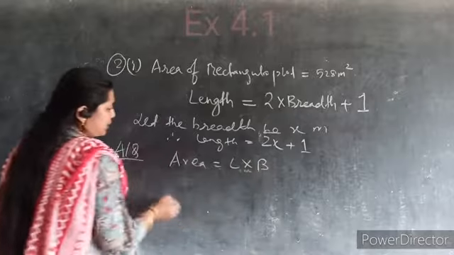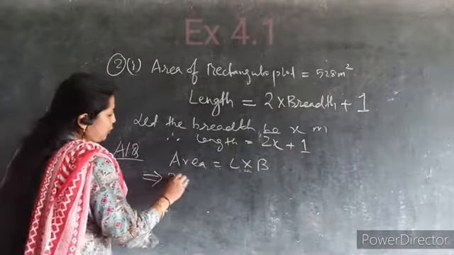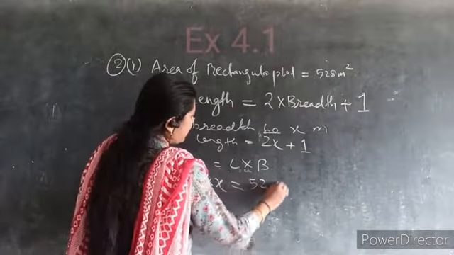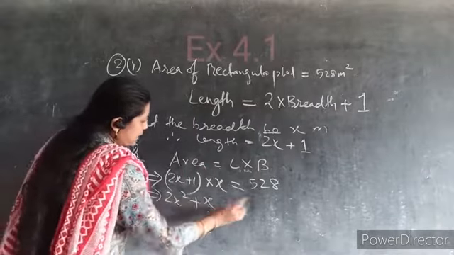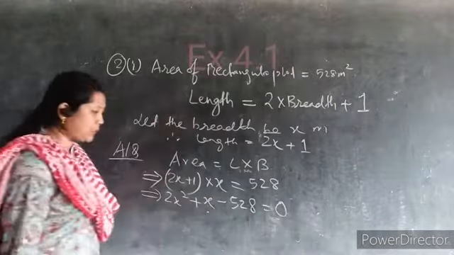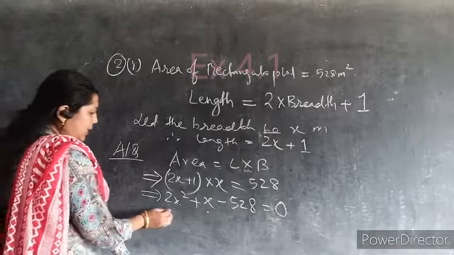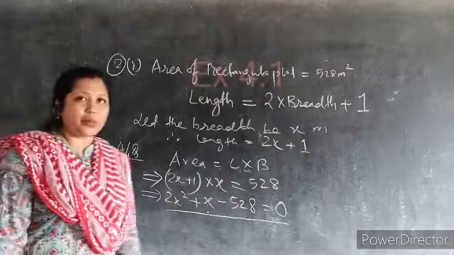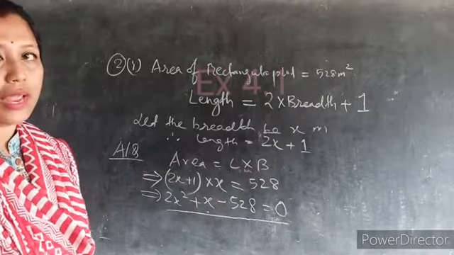Length into breadth. Because the area formula is length into breadth. So length is 2x plus 1. Breadth will be x and area is given to be how much? 528. So if you multiply here, what you are getting: twice x square plus x. Bring the constant part, that is coming: twice x square plus x minus 528. So as you can see, this is now a quadratic equation with your degree as 2 and variable is taken to be what? Your x. Okay.